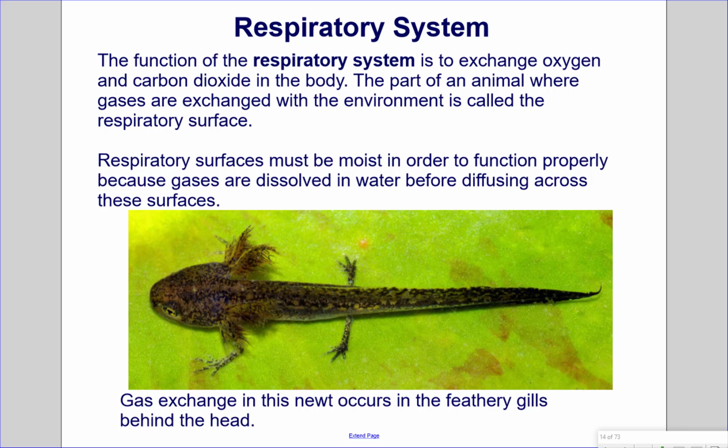Respiratory system. The function of the respiratory system is to exchange oxygen and carbon dioxide in the body. The part of an animal where gases are exchanged with the environment is called the respiratory surface. Respiratory surfaces must be moist in order to function properly because gases are dissolved in water before diffusing across these surfaces. Gas exchange in this newt occurs in the feathery gills behind the head.